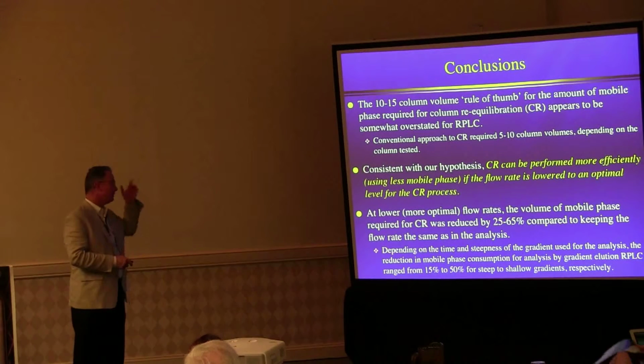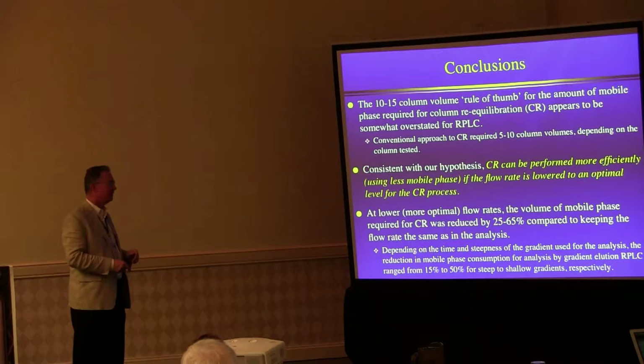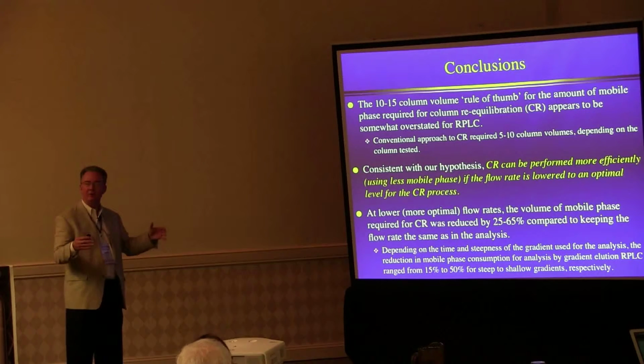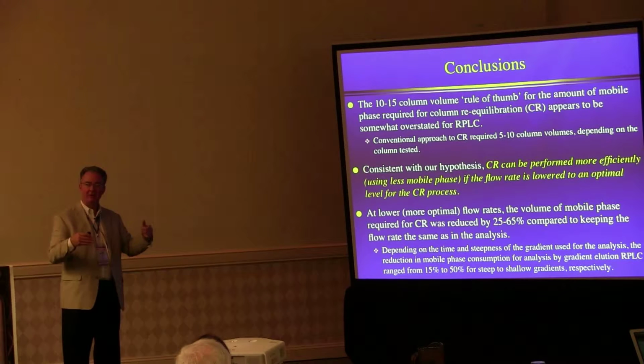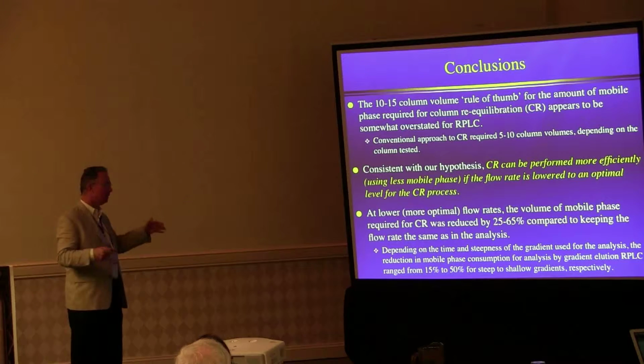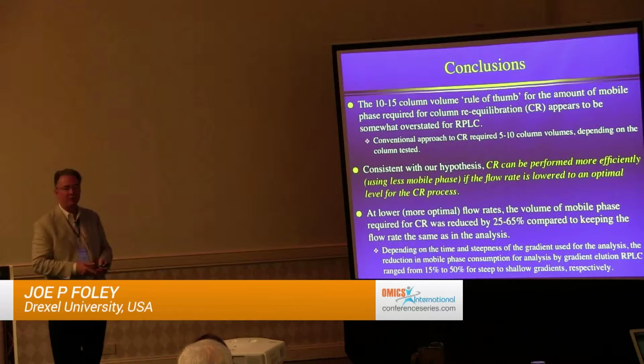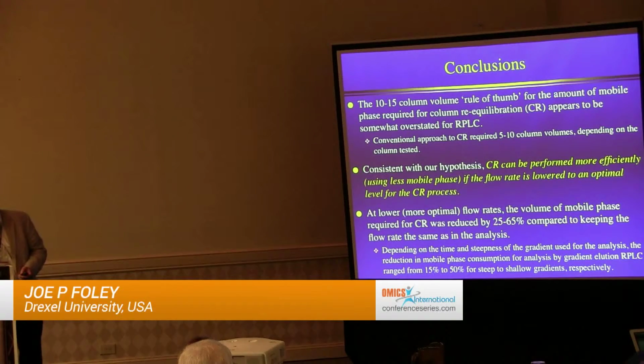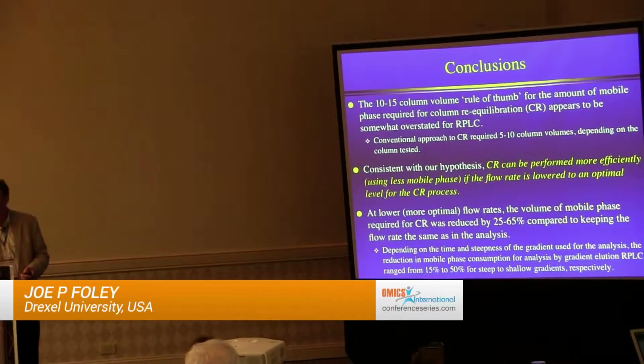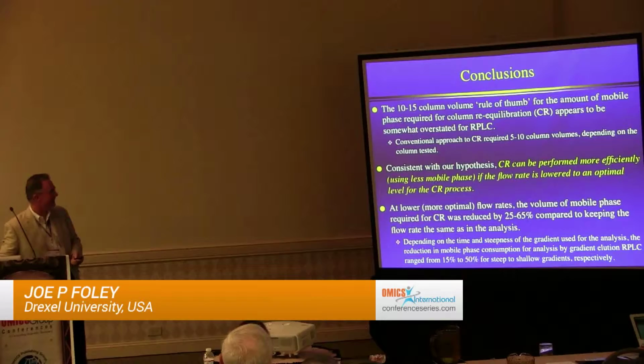Roughly speaking, the volume of mobile phase required for column re-equilibration, depending on the column that was being used, varied from 25 to 65%. And when you take into account the gradient steepness of the analysis and all the solvent that you use during the actual gradient elution itself, then the savings in solvent consumption by using this approach range from 15 to 50%, which I hope is enough for this paper to qualify as a green chemistry topic.